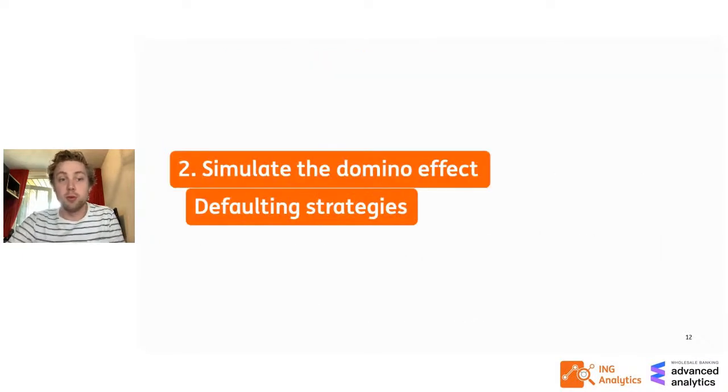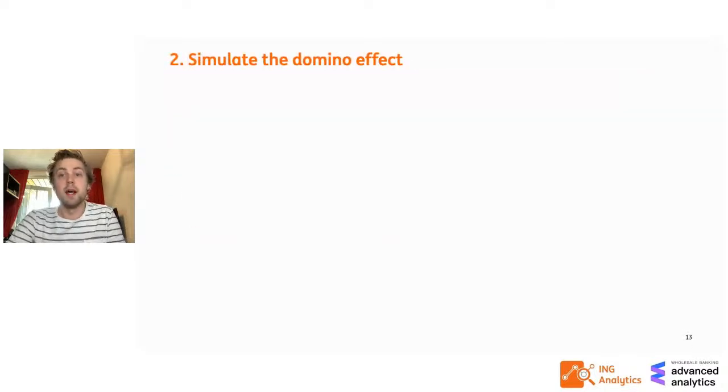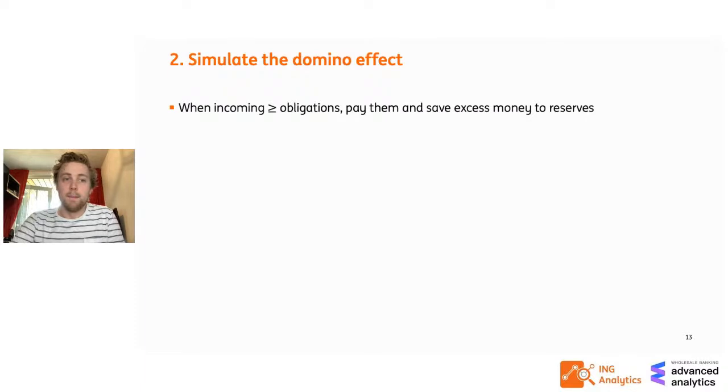The second step is to simulate the actual domino effect of these defaulting companies. So how do we do this? We run some iterations of an algorithm, the fictitious default algorithm, and it looks like this. For every node, you observe the incoming money and you observe its obligations. And if you have more incoming than obligations, you just pay them, and you save the excess money to your reserves, your profit, so to speak.